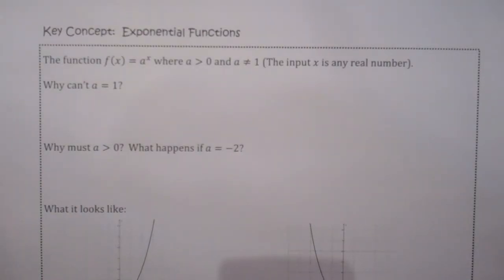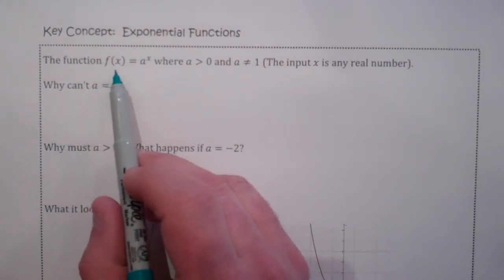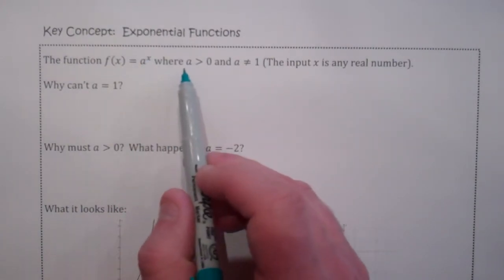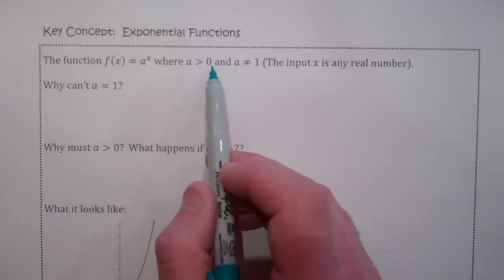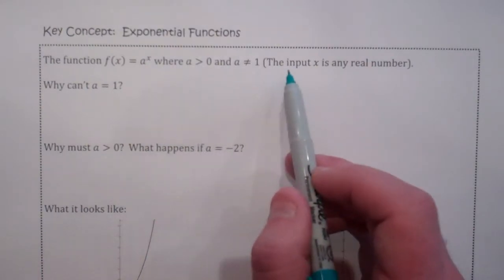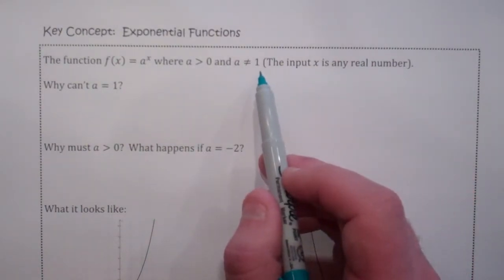We're going to go over some concept notes for exponential functions. What is an exponential function? Well, it looks like this, where f of x is equal to a to the x power, where a is going to be a number. Now there's a few restrictions on a. A has to be greater than 0, and a cannot be 1. The input can be any real number though.